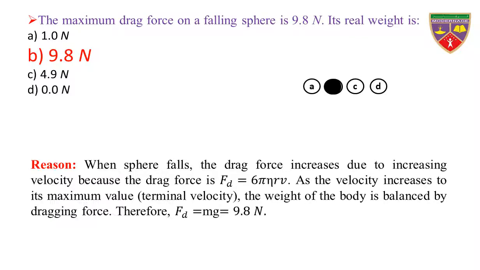Reason: when a sphere falls, the drag force increases due to increasing velocity, because the drag force Fd is equal to 6 pi eta Rv. As the velocity increases to its maximum value, the terminal velocity, the weight of the body is balanced by the drag force. Therefore, the drag force Fd is equal to mg, which is equal to 9.8 Newton. Hence, the drag force is equal to the weight, which is 9.8 Newton.